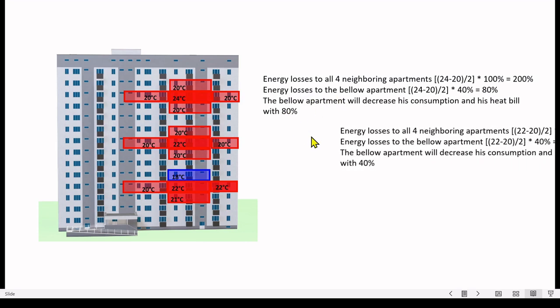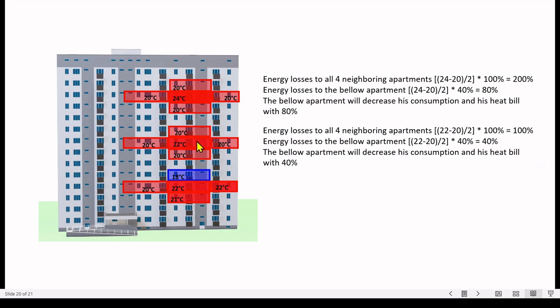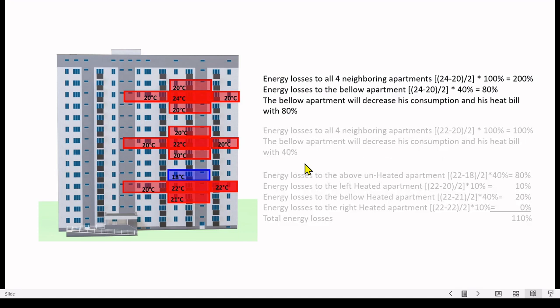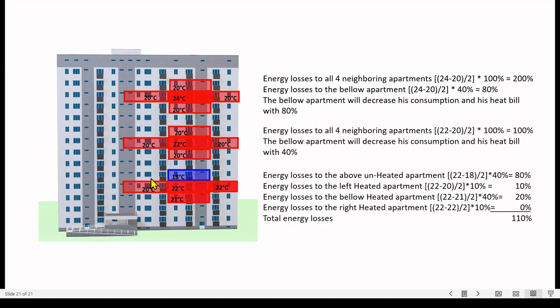The second situation is a 22 degrees apartment surrounded by four 20 degrees apartments. Energy losses to all four neighboring apartments will be 100%. In this case, energy losses to the below apartment will be 40%. So this apartment will decrease its consumption by 40%.